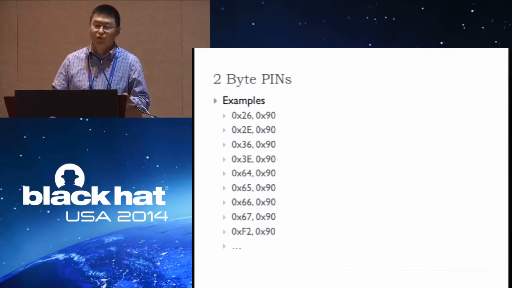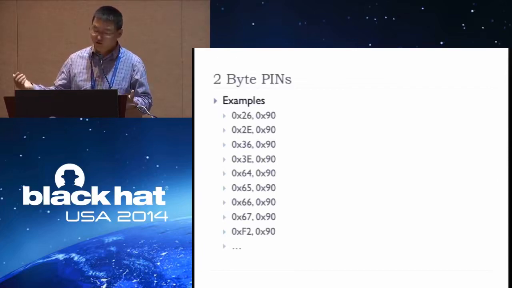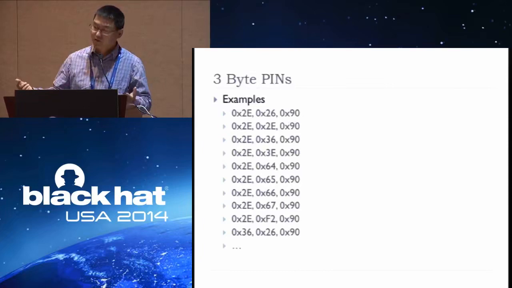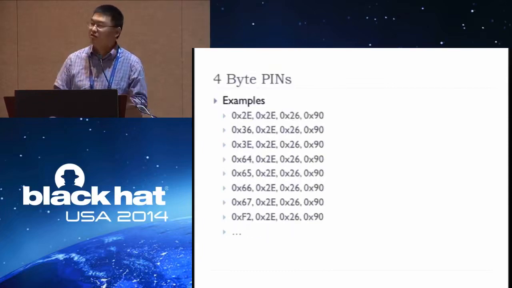Here is an example. You can use all kinds of different NOP bytes here as 2 bytes, here is 3 bytes, and this is all 4-byte NOPs. So that could be interesting sometimes for people developing shellcode padding or something like that.